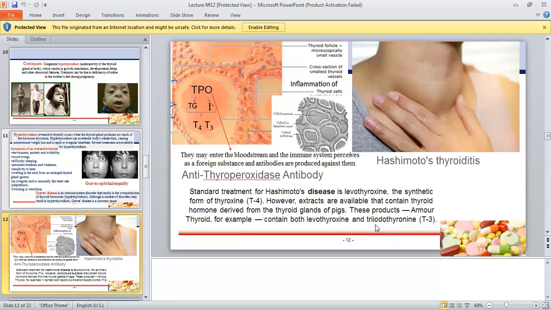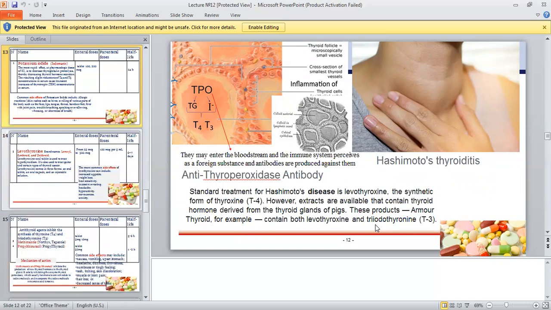Furthermore, anti-thyroid peroxidase antibodies. The standard treatment for Hashimoto's disease is levothyroxine, the synthetic form of thyroxine T4. However, extracts are also available that contain thyroid hormone derived from the thyroid gland of pigs. These products, for example thyroid, contain both levothyroxine and triiodothyronine T3.